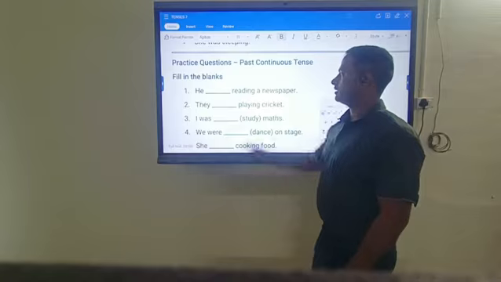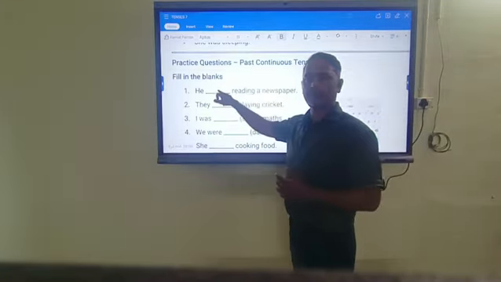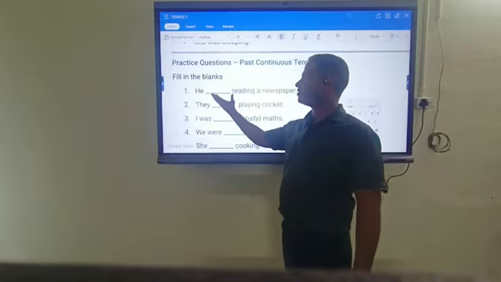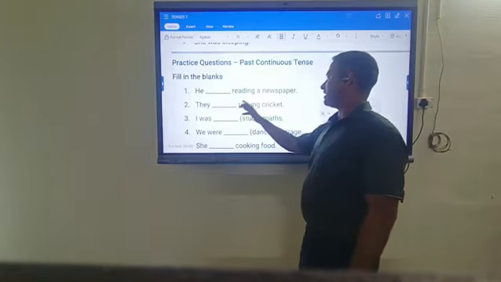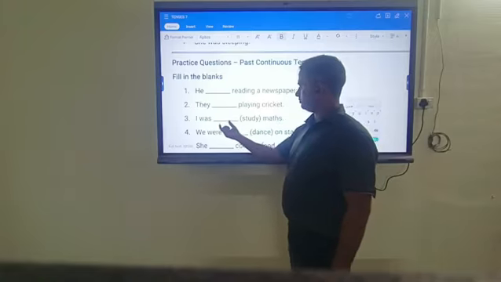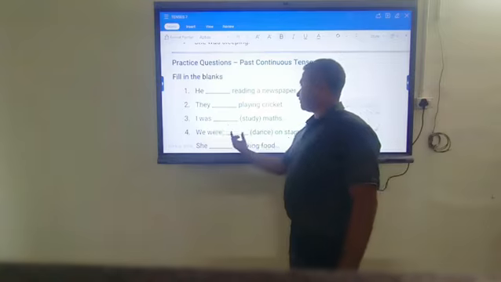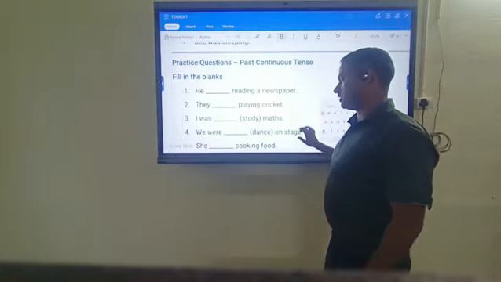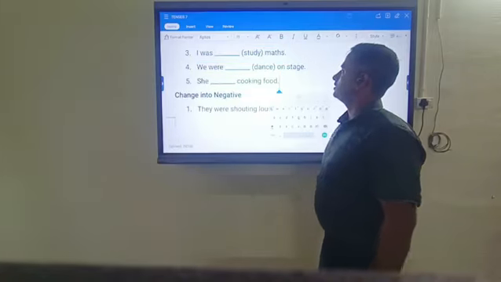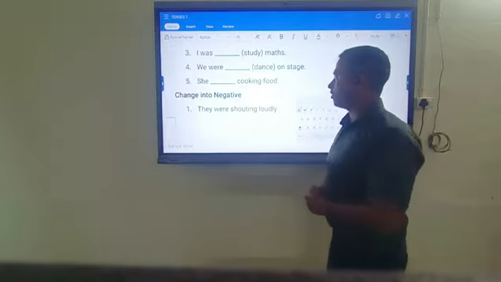Fill in the blanks. He dash. Now the main verb is given with ing. Here you have to use was or were, meaning you have to choose the helping verb. They dash playing cricket. I was studying. Now the verb you have to make with ing. Then, we were dash dancing on stage. Then she dash cooking food. Again, was or were.